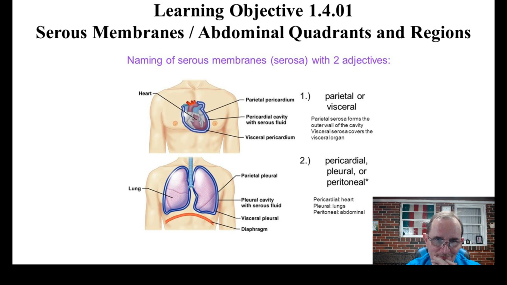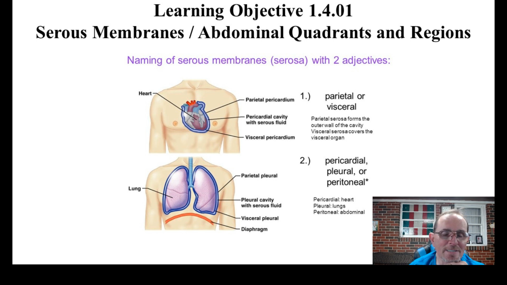Serous membranes. This is kind of hard to visualize, so let's take our time a little bit. Around the heart and around the pericardial cavity, there is a membrane. In other words, it's a sheet of tissue that kind of separates them. The part of that tissue that's on the heart is called the visceral pericardium. The part that lines the pericardial cavity is called the parietal pericardium.